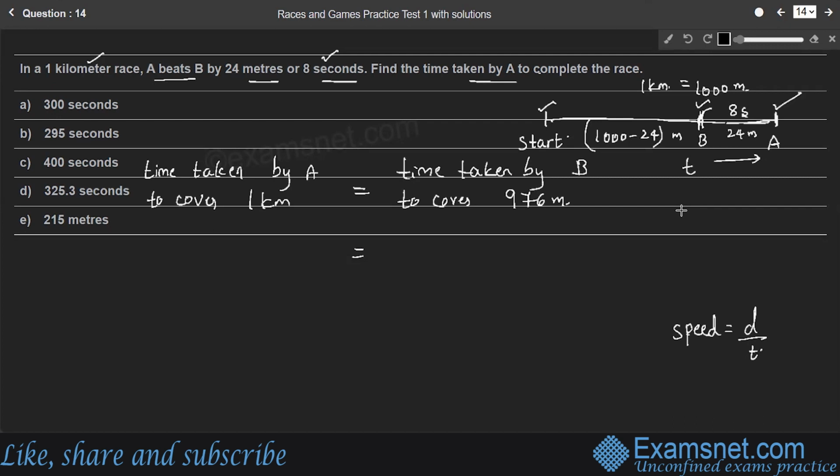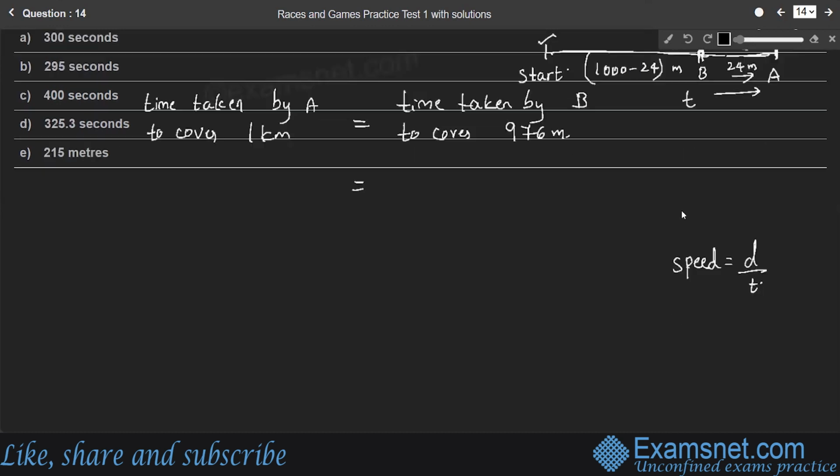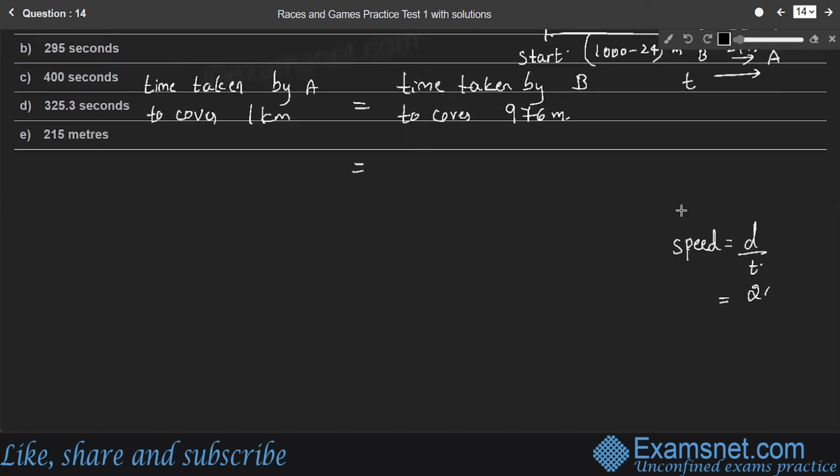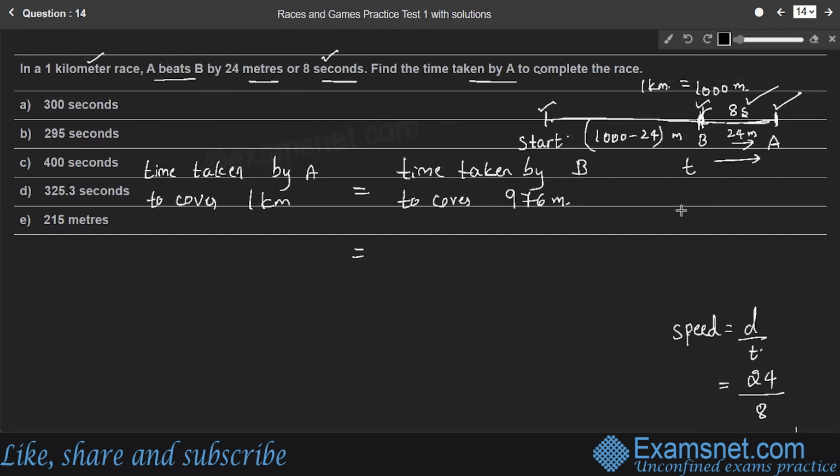A beats B by 24 meters or 8 seconds. That means B requires 8 seconds to cover the remaining 24 meters. Here, the speed of B becomes distance to be covered, 24, and time required, 8. So B's speed becomes 3 meters per second. If A is beating B by 24 meters, B requires 8 seconds to cover the remaining distance, so B's speed is 3 meters per second.